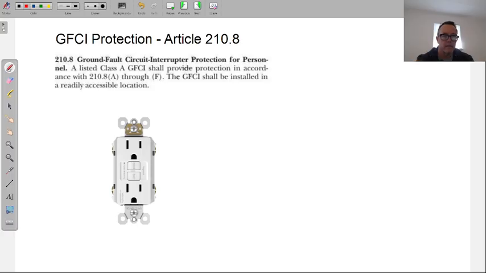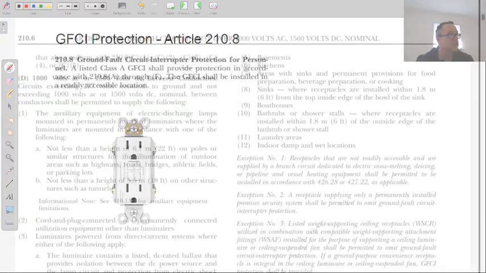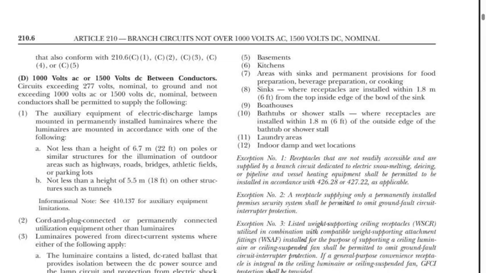Sink, shower. And by the way, these two changed from 3 feet when I was coming up as a young electrician to now 6 feet. This used to be any receptacle within 3 feet from the edge of the bowl or sink. Now it's 6 feet. So make sure that you snag that little feature to these two sections. Bathtubs, shower stalls, 6 feet.